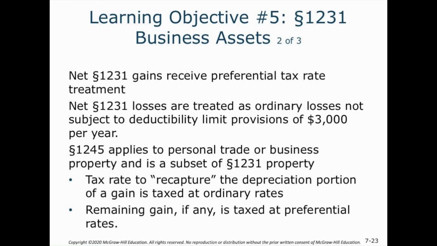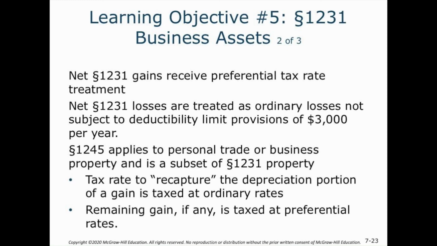Now, Section 1245 is going to be that recapture based on depreciation. It's going to be for personal trade or business property, which is a subset of 1231 property. So here, when we're thinking of 1231 property as manufacturing equipment or commercial building, when we're talking about the applicability of Section 1245 for depreciation recapture, we want to be thinking about that manufacturing piece of equipment specifically. And then the tax rate that is going to be applied is going to depend on the amount of recapture.